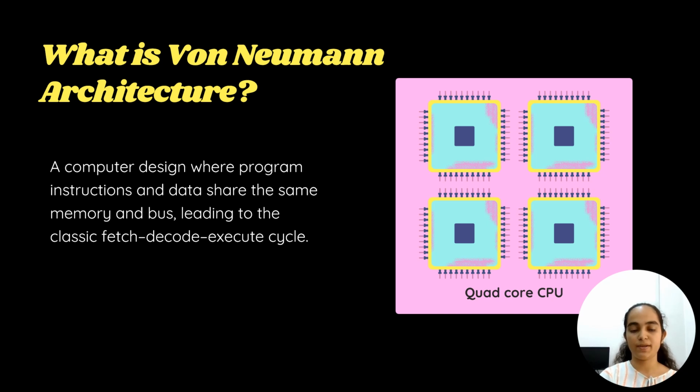What is von Neumann architecture? One of the most influential computer models is the von Neumann architecture. In this architecture, both instructions and data share the same memory and the same bus. Because of this shared design, the fetch, decode, execute cycle becomes simpler and more efficient. Most modern computers, including laptops and desktops, follow this architecture.